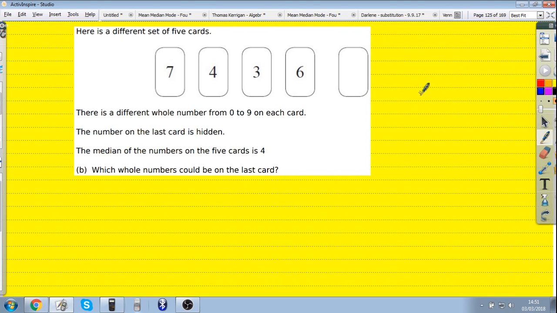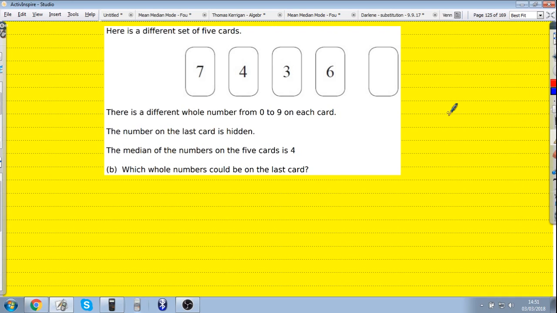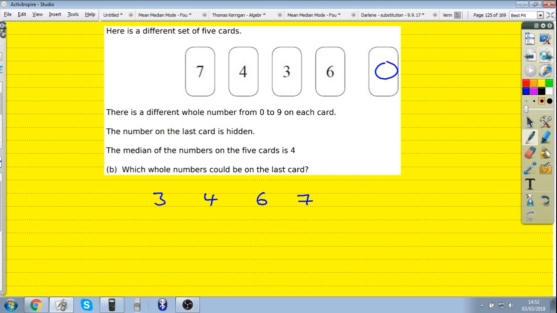Okay, so you've got these cards. I'll let you read that. Okay, so if I arranged those numbers in order, so 3, 4, 6, 7. So 3, 4, 6, and then doesn't that mean the whole numbers could be 0, 1, or 2? Correct. Yeah, 0, 1, or 2, and you would just pick one. Let's just go with 0.